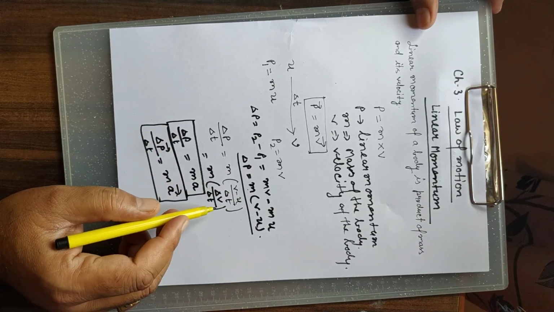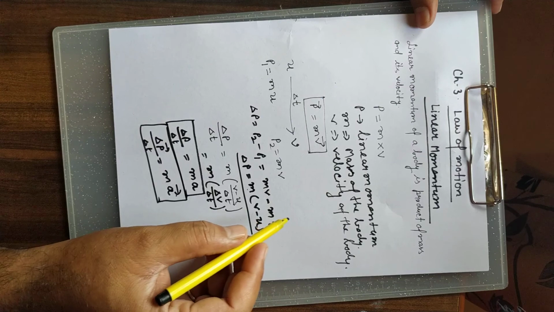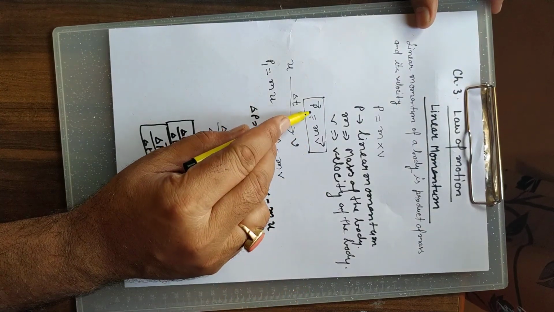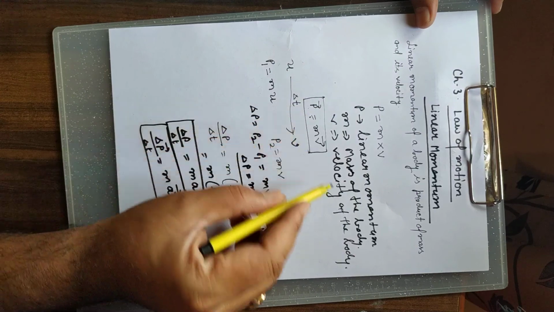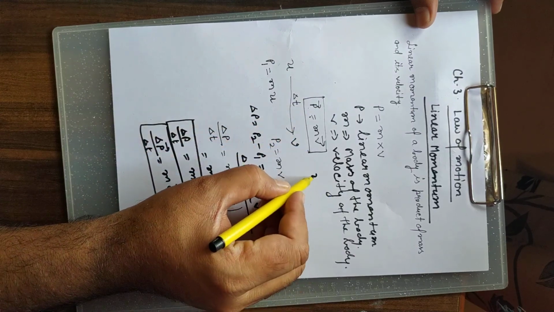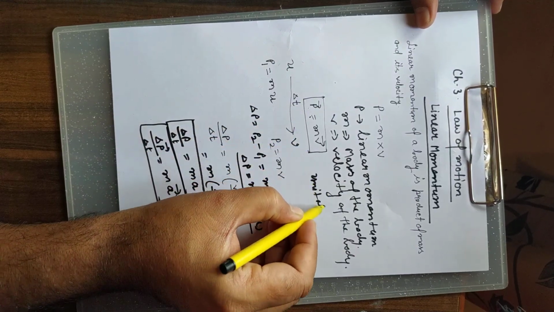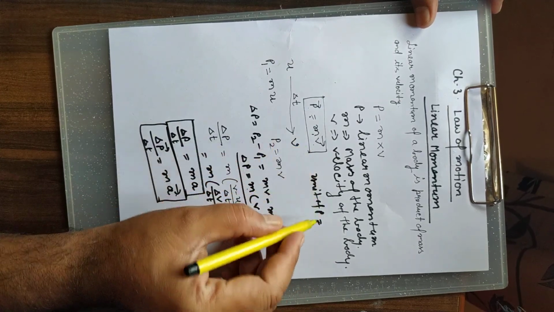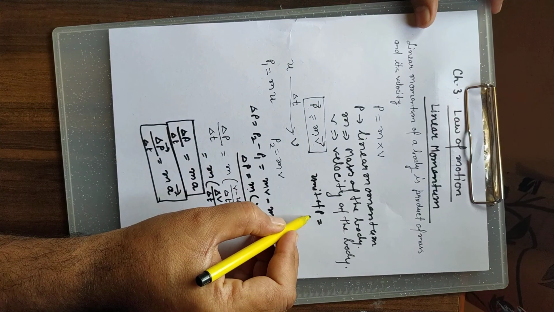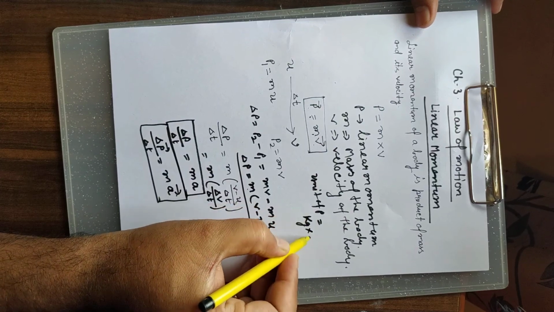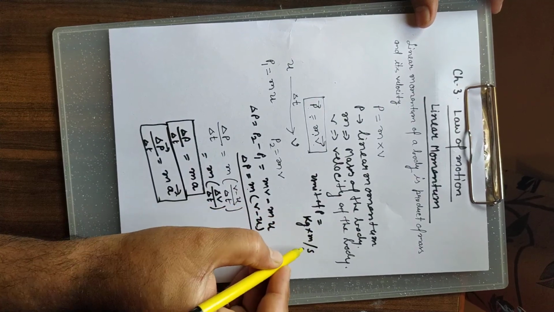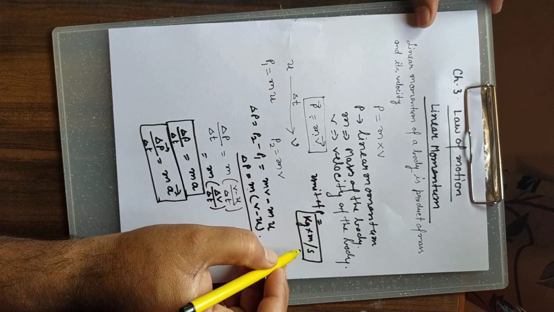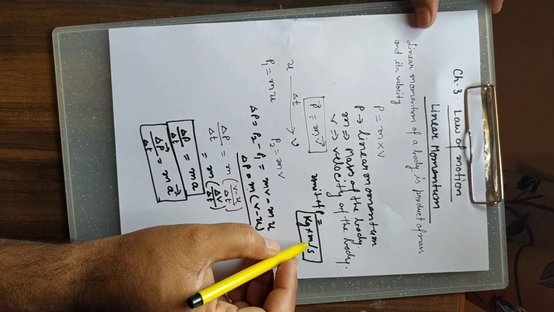Now write the unit of linear momentum. How can we find the unit? According to the relation P equal to m into v, unit of P is unit of mass into unit of velocity. So unit of mass is kg and unit of velocity is meter per second. So kg meter per second is the SI or MKS unit of linear momentum.